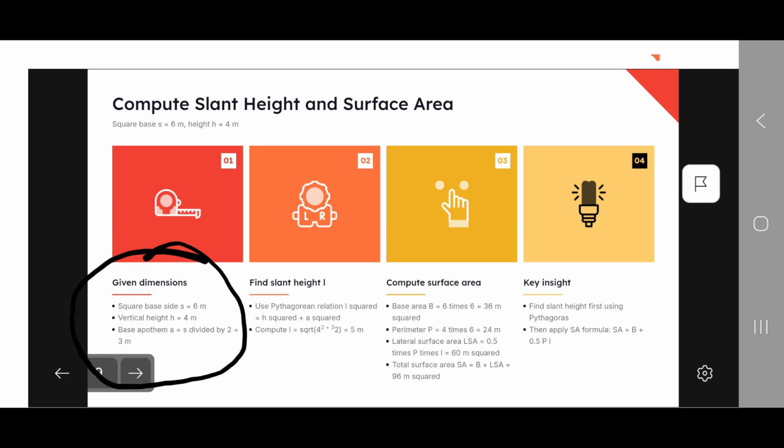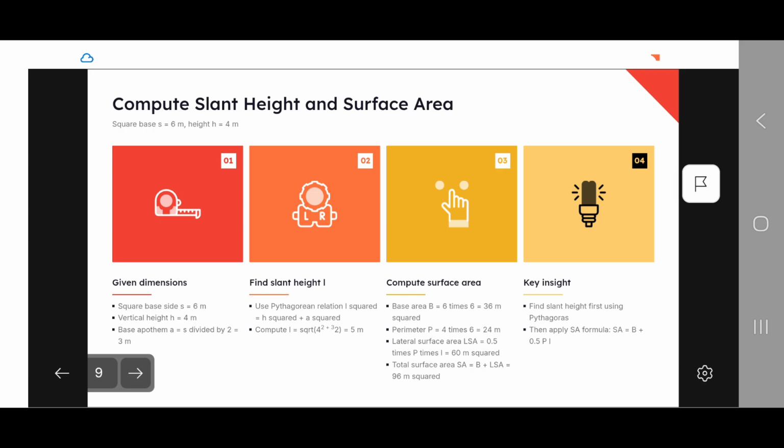Okay, vertical height is 4. Base apothem a equals the side divided by 2 equals 3. So use the Pythagorean relation: l squared equals h squared plus a squared. Compute l equals the square root of 4 squared plus 3 squared, which is 5 meters.